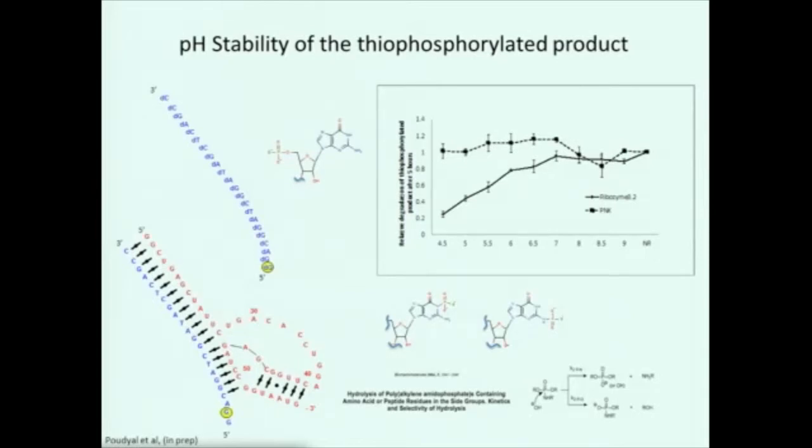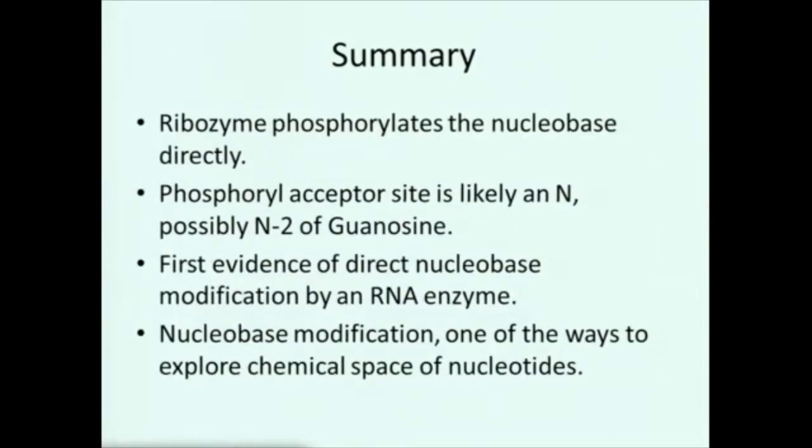So we still don't know where the phosphate is linked, but it is pretty interesting that we're starting to see novel targets for RNA-catalyzed phosphorylation. So that's the summary of the first part of my talk, I guess: this ribozyme phosphorylates the nucleobase directly, and the phosphoryl acceptor is likely an N. We don't know whether it's an N2 or an N1. And obviously, this is the first evidence of direct modification of a nucleobase by an RNA enzyme. And as I said earlier, nucleobase modification would have been a nice way to explore the chemical space for nucleotides in an early RNA world.